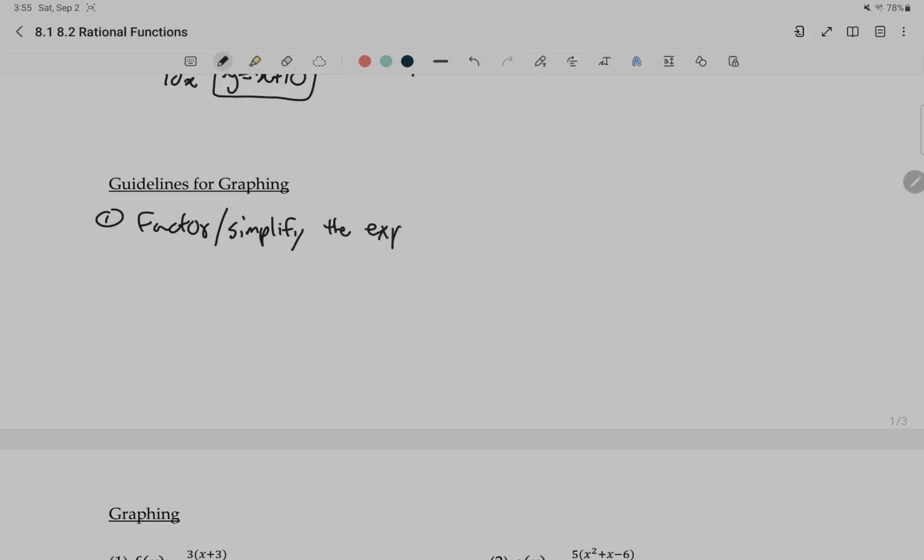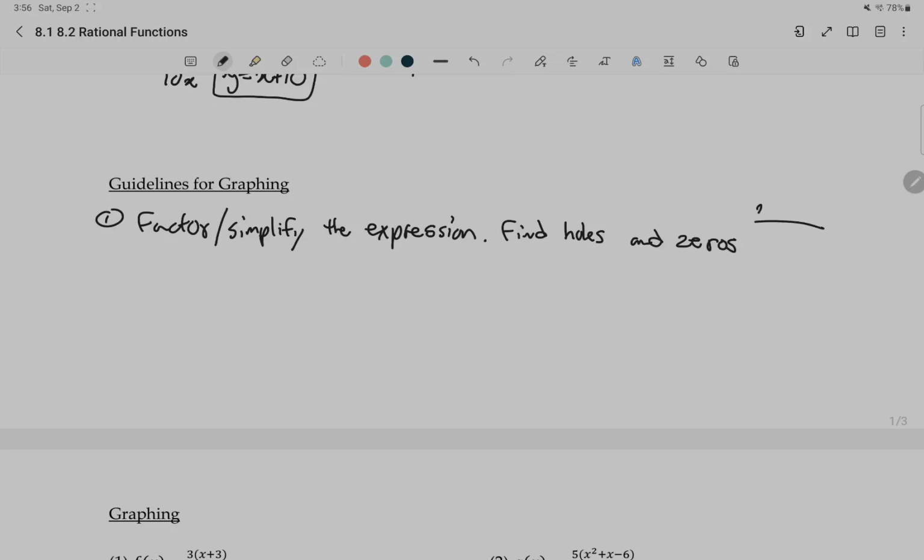the expression. This helps you find holes. So when you cancel something out, you get a hole, and zeros. Because remember, whenever the top equals 0, you know that that's a 0.